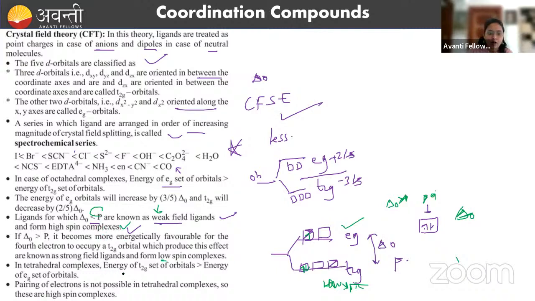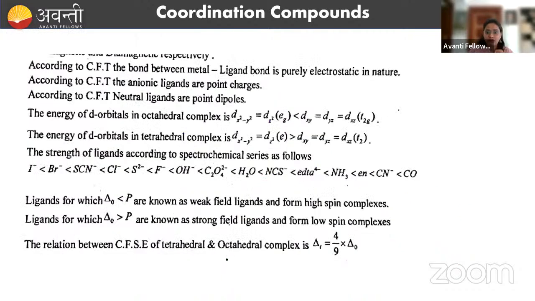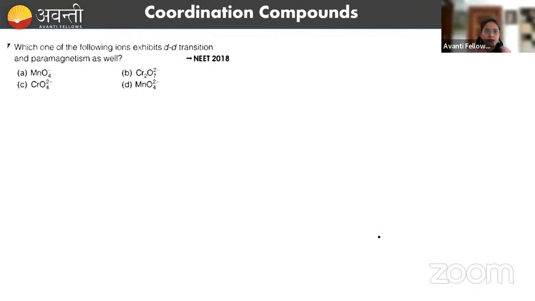Okay, tetrahedral complex, energy of T2G orbital. Reverse of this will happen for tetrahedral. EG orbitals are lesser in energy as compared to the T2G orbitals. Okay, pairing of electrons is not possible in tetrahedral complex, so they all are what? High spin. Very, very important points. Okay, all are high spin. So I have shown you here the energies of d orbitals of octahedral as well as tetrahedral, spectrochemical series. Again, weak field, strong field. And the relation between tetrahedral and octahedral is in this way: delta T is 4/9 delta 0, right? Please remember this.